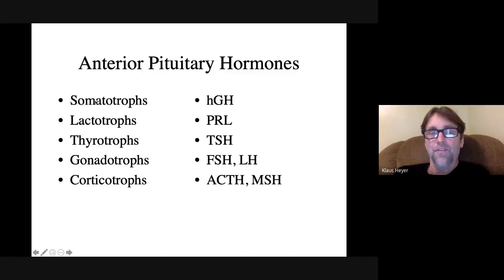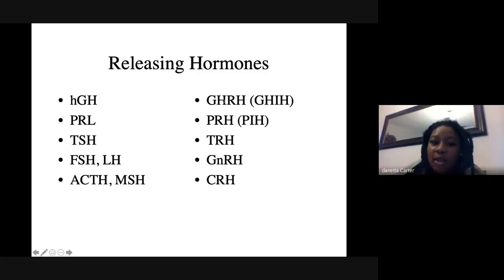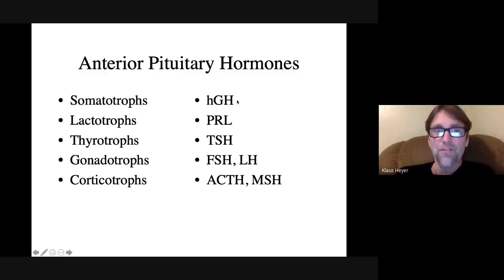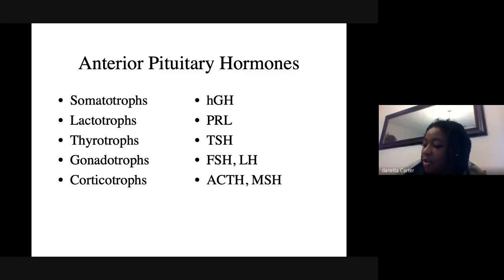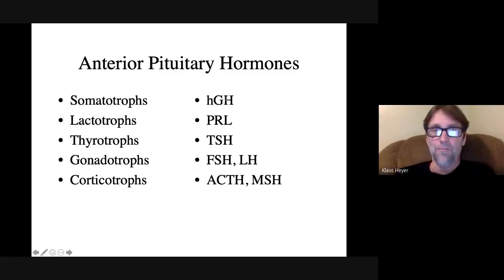So for example, growth hormone releasing hormone. It's a signal. It's telling the somatotrope, release your hormone. Whatever hormone you make, release it. That's the signal. Growth hormone releasing hormone says release your growth hormone, somatotrope. And then it releases the growth hormone. It's made and released from the anterior pituitary.